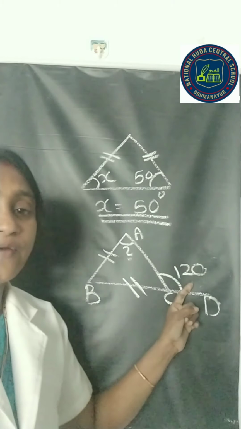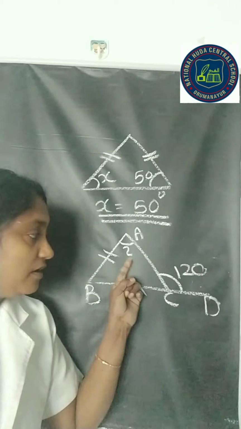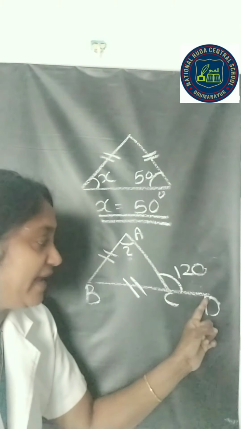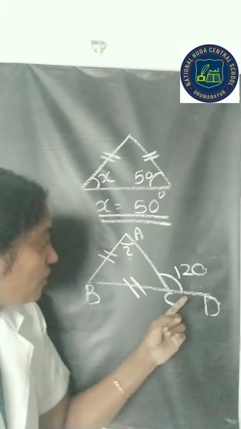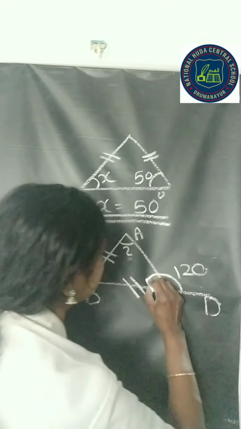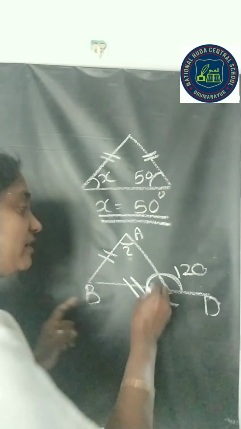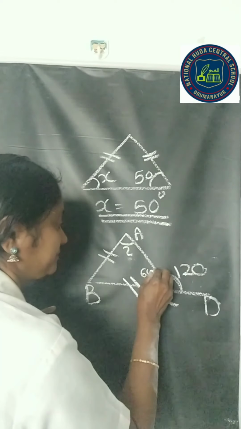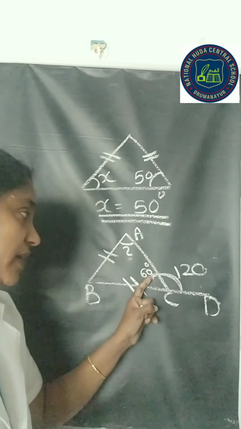If this angle is 120 degrees, what is the measure of angle A? We know that angle ACD is an exterior angle. Also, these two angles are a linear pair. So, if here 120 degrees, this will be 60 degrees.